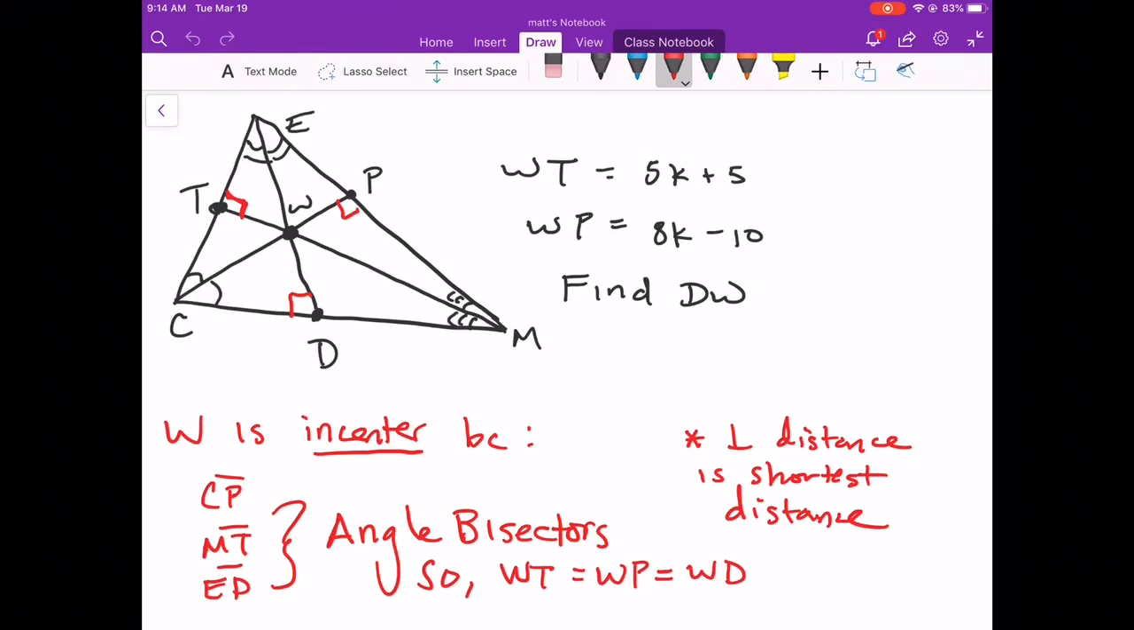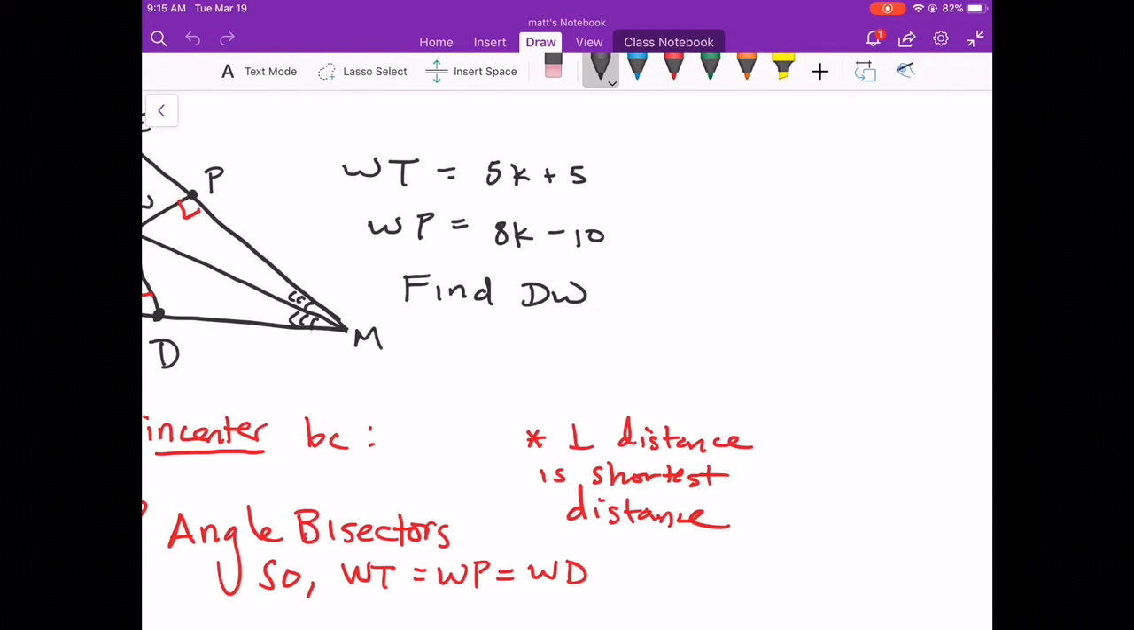So WD is the shortest distance from W to CM, WT is the shortest distance from W to CE, and WP is the shortest distance from W to EM. All right, so those distances should all be the same, WT, WP, and WD, if indeed W is the incenter. So what that then allows us to do with this given information up here is to set WT and WP equal to each other. That'll help me find K. And then because DW is the same as WT and WP, I can just plug K back into any one of those individuals and that'll give me the length of DW.